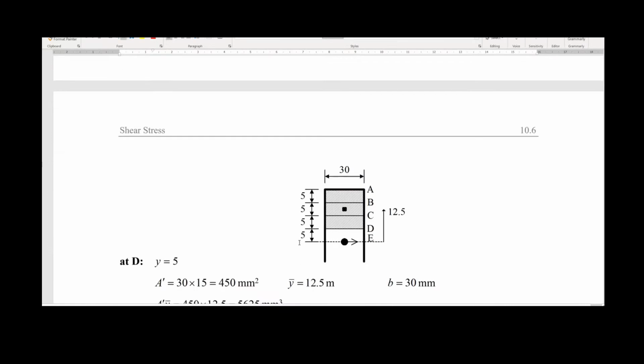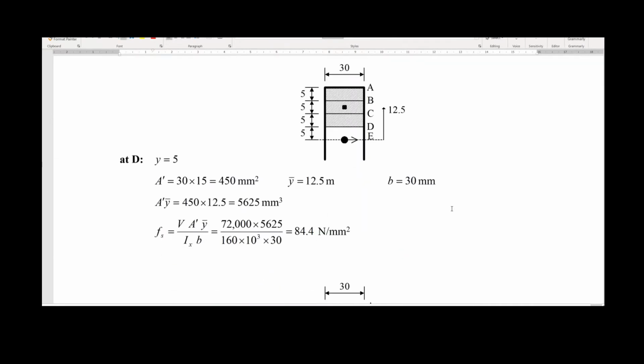The next point to be analyzed is the point D. Now we are in here, so our area will be on top of this fiber. We define it in here. So now the area will be 30 times 15, so a little bit bigger again. The distance from the centroid to the neutral axis will be 12.5 because it's 5 plus 5 plus 5 divided by 2. B is 30, it's a constant.